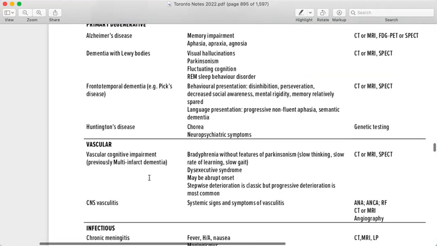Coming to the vascular one, there are features of bradyphrenia and a stepwise deterioration. Slowly progressive deterioration is more common. In the vascular one, stepwise deterioration is classic, but progressive deterioration is more common. One by one, he stopped doing things: before he was unable to do this, now he's unable to do this, now he's unable to do this. So one by one. CNS vasculitis shows signs and symptoms of vasculitis.